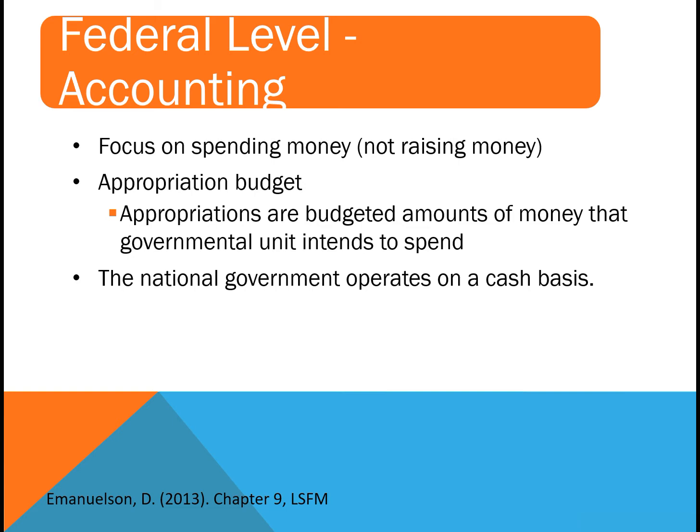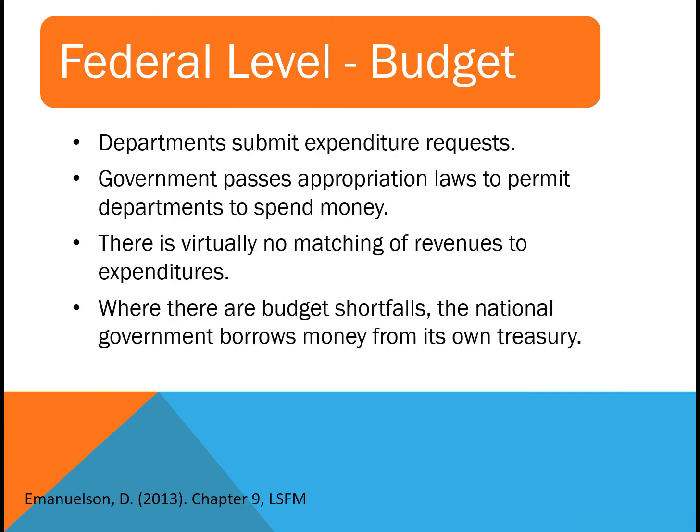So people all get together and develop a budget, the appropriation budget. And then later, if they spend too much money or run out of revenue, they borrow money, or the federal government also might print more money. So the budgeting is different at the federal level. Departments submit expenditure requests, like, how much do they think they're actually going to spend? Then the government passes appropriation laws to permit the departments to spend that money. So they have to pass the budget. That's what the whole budget passing thing is.